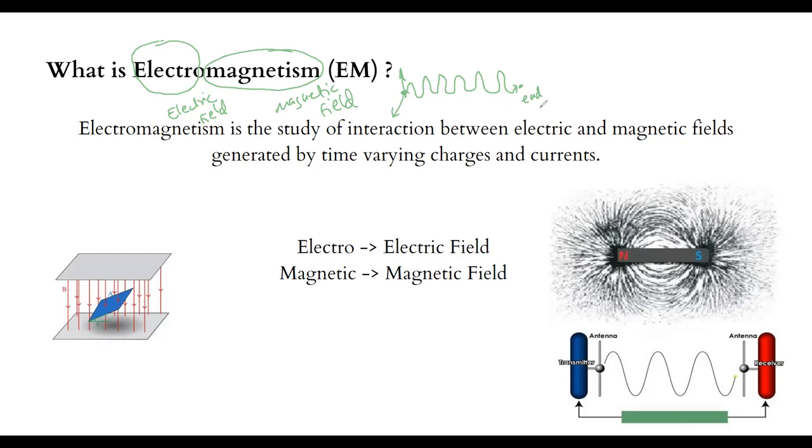So here, we'll be talking about different parameters of wave propagation and how we can successfully send waves from one point to another. Electric and magnetic fields are the main components of electromagnetism, and the interaction of those fields will be discussed.